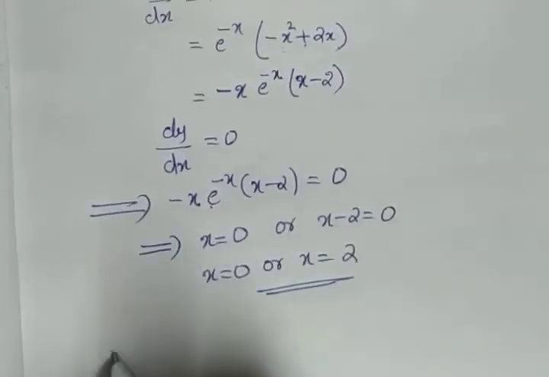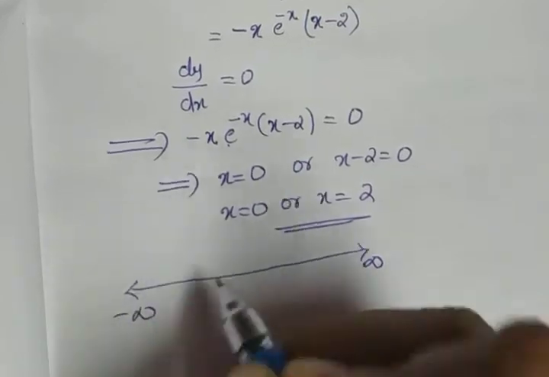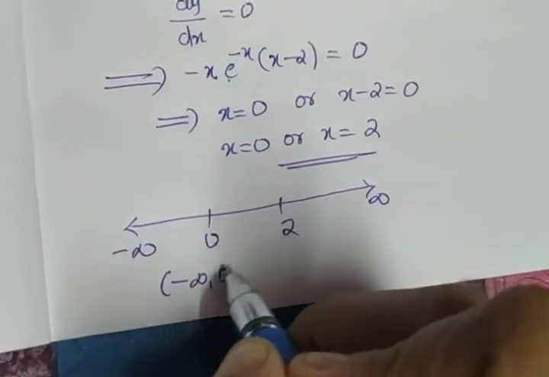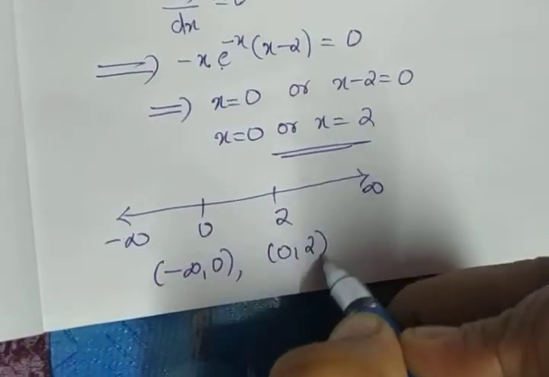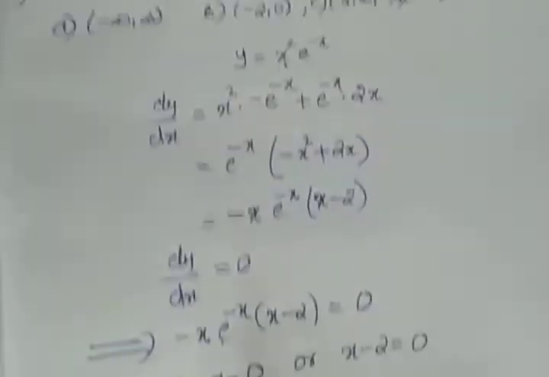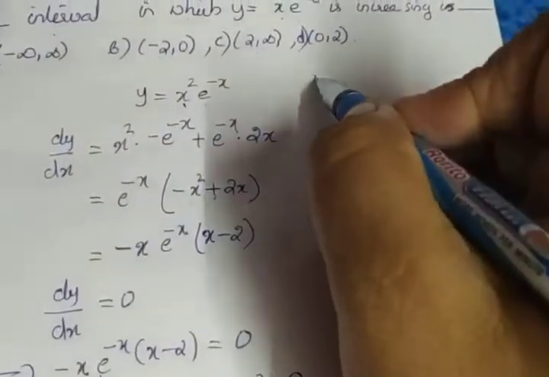Okay, so break the real numbers. This is infinity, this is minus infinity, 0, 2. So the intervals are, one is minus infinity 0, the second one is 0, 2, and the third one is 2 infinity. By seeing these three intervals itself, we can avoid one option. We can avoid option A. Okay, so choose from the balance 3.